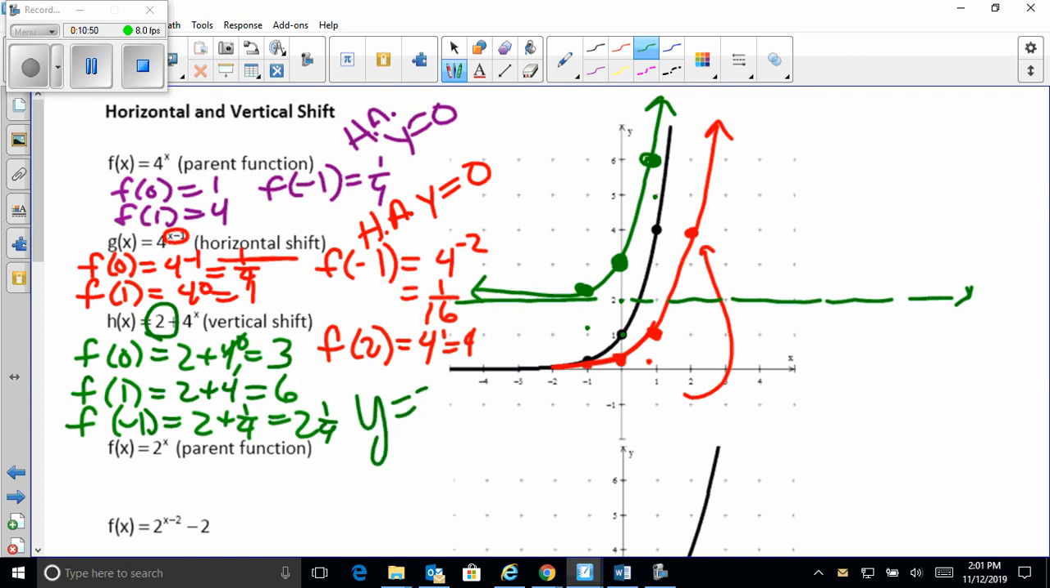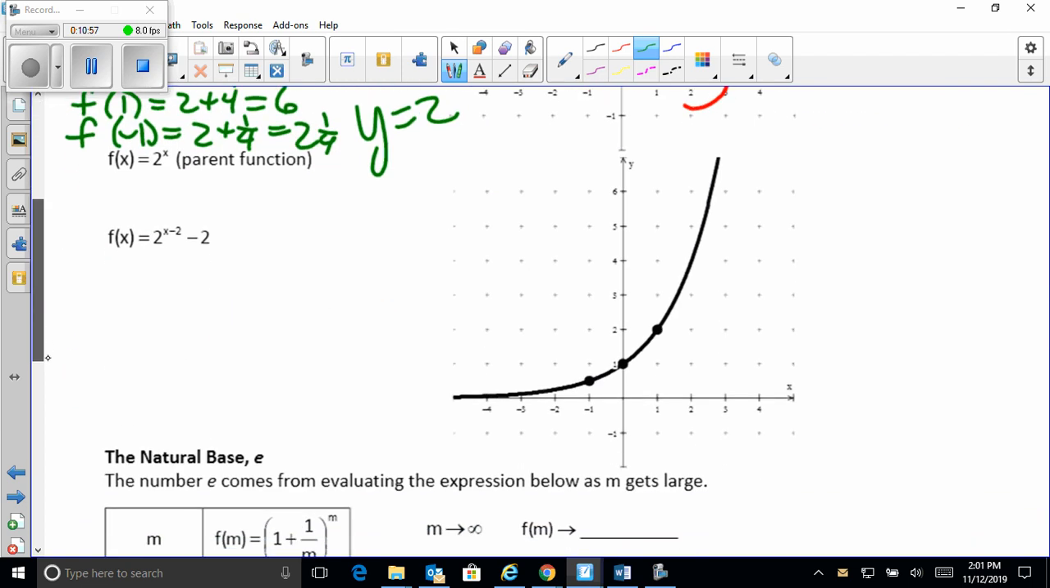So y is equal to 2. Relates to that. Now let's take a look at one more. There's our parent function. F of 0 is 1. F of 1, in this case, is 2. And f of negative 1 is 1/2. And let's take a look at this transformation.